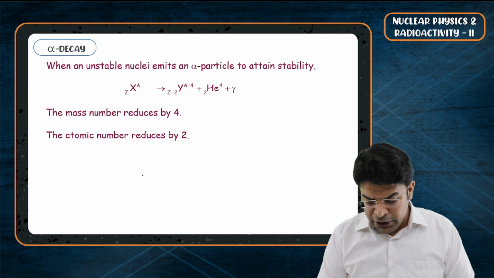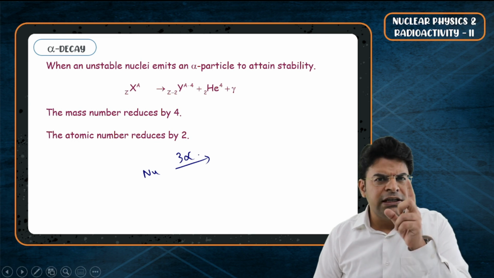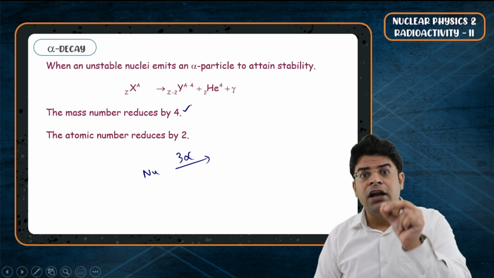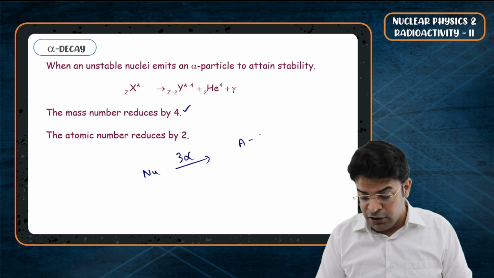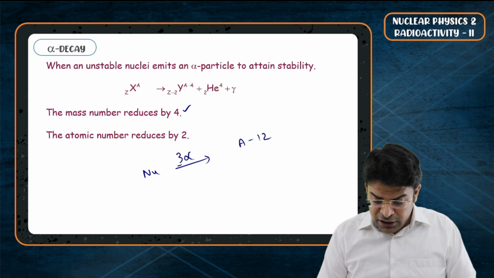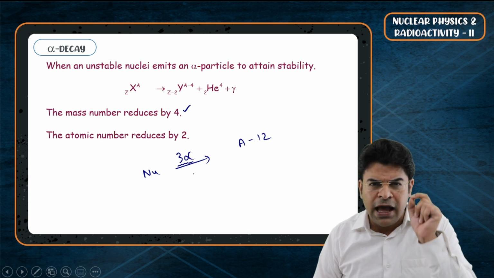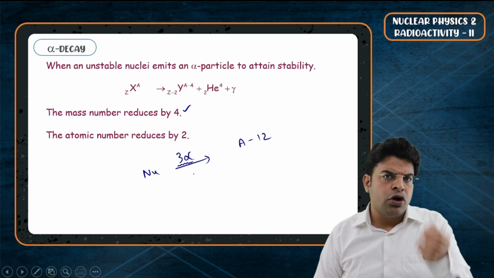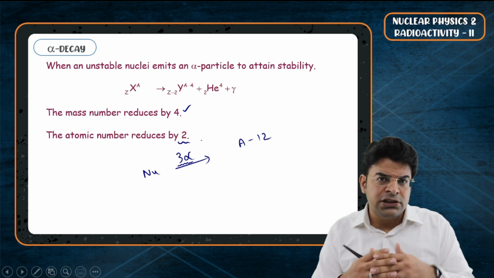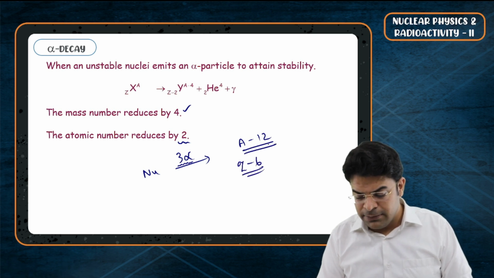So if from a particular nucleus, let's say 3 alpha particles are coming out, you will say for every single alpha particle coming out, the mass number reduces by 4. So if 3 alpha particles are coming out, then the mass number will reduce by 12 and the new mass number will be A minus 12, given that the original mass number is A. And if 3 alpha particles are coming out, then the atomic number will decrease by 6, because for every single alpha particle coming out, the atomic number reduces by 2. So if the original atomic number was Z, the new atomic number will be Z minus 6. So that's the basic idea.